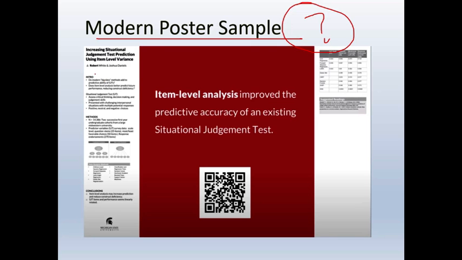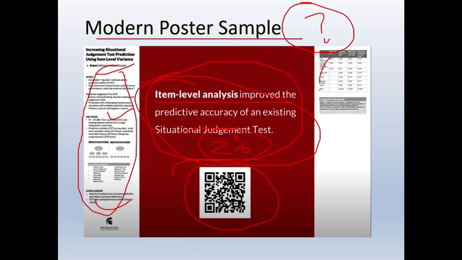For example, we have the introduction, methods, and conclusion, and your finding is, for example, item level analysis improved the predictive accuracy of an existing situational judgment test. So convert this finding to a more engineering way: item level analysis improved the productivity of a production line by 2%. And all the details are given here, if you're interested. So the information given here is really enough. Perhaps you can add more infographics here too.